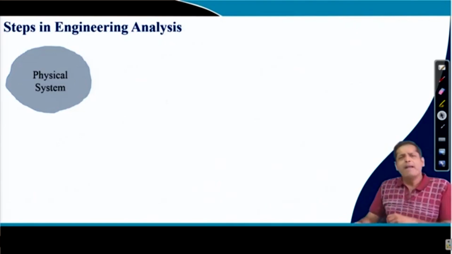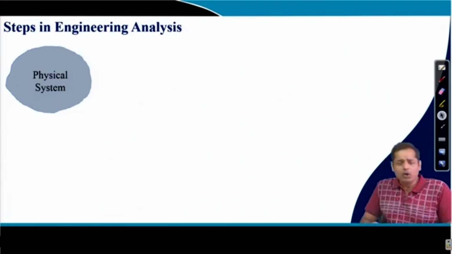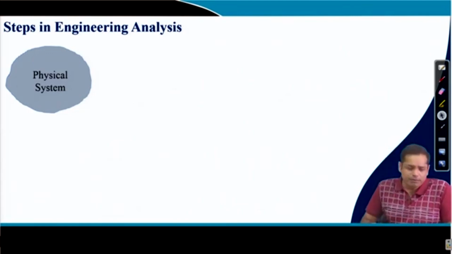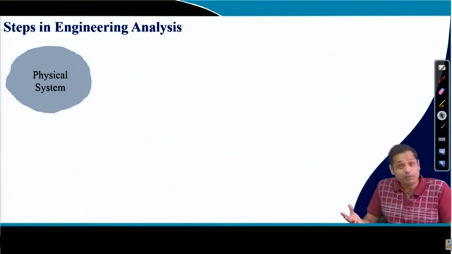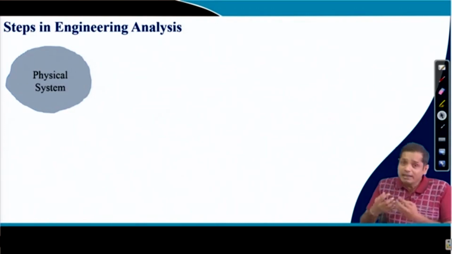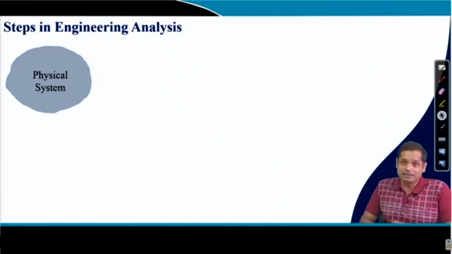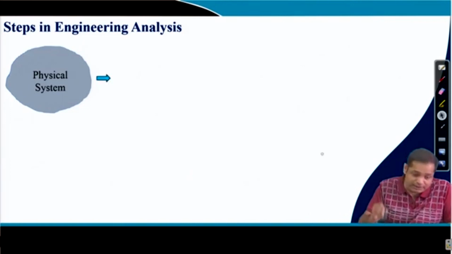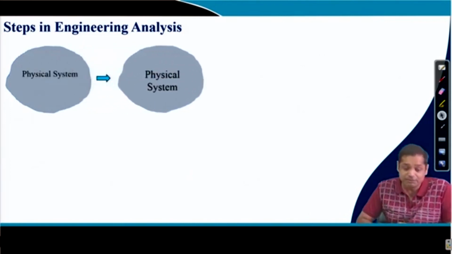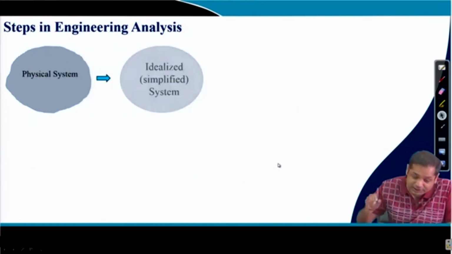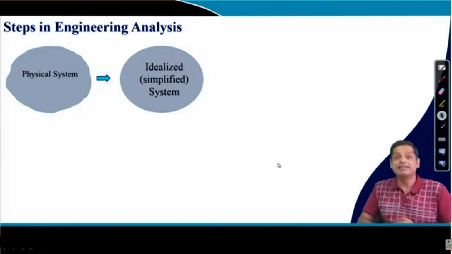But you see, because of the non-linearity associated with the problem, because of the complexity associated with the complex boundary conditions, when we analyze a system, we do not take the system as it is. We first idealize the system. We simplify the system. So, for instance, if this is a physical system, then this physical system needs to be idealized. Okay, this is an idealized physical system.